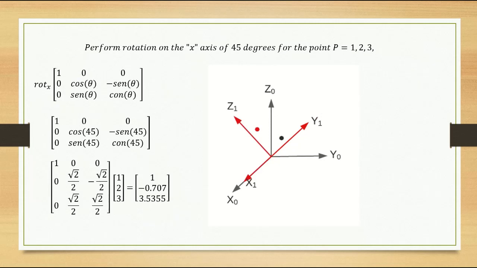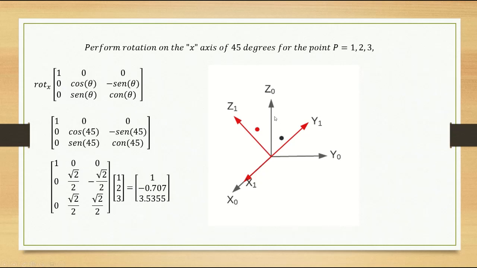The following examples are very similar to the others. The first step is the same, to identify the matrix that we need to use. After this, we substitute the value of theta, calculate the resulting matrix, and multiply by the point P. And those are the new coordinates for the point number 1. And it's the same.